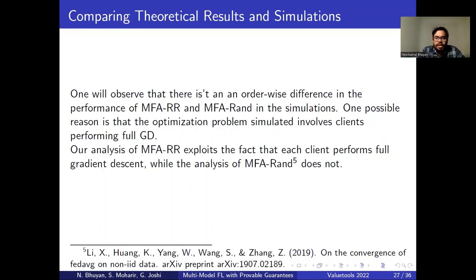One possible explanation is that the quadratic minimization problem we simulated does not have SGD but has full gradient descent. Our analysis of MFARR exploits the fact that full gradient descent is being used, but the analysis of MFRand, which is actually FedAvg with partial device participation, does not use the advantage of full gradient descent in its analysis.